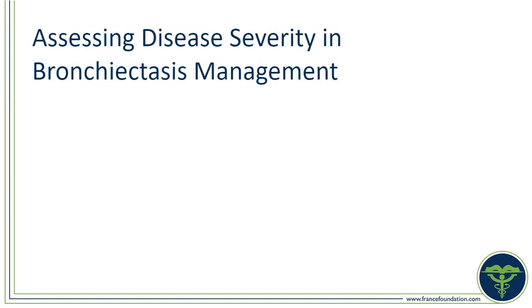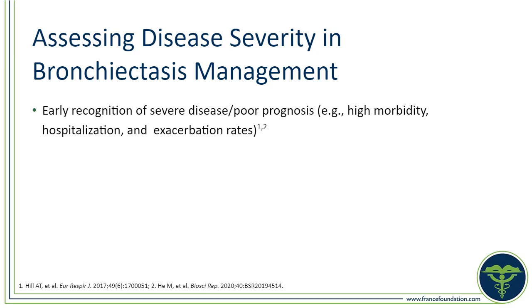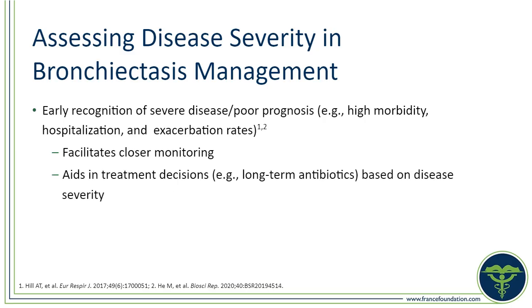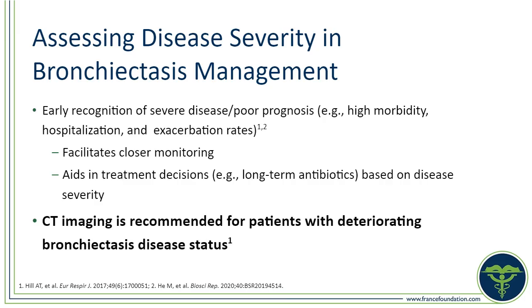When assessing disease severity in bronchiectasis management, the early recognition of severe disease is important as it often correlates with poor prognosis or high morbidity, hospitalization rates, and exacerbation rates. This can often facilitate clinicians to have closer monitoring of these patients, and it can aid in their treatment decisions, such as including long-term antibiotics, depending on if patients have airway colonization. In these patients, CT imaging is often recommended for patients when they have deteriorating bronchiectasis disease status or worsened symptoms.